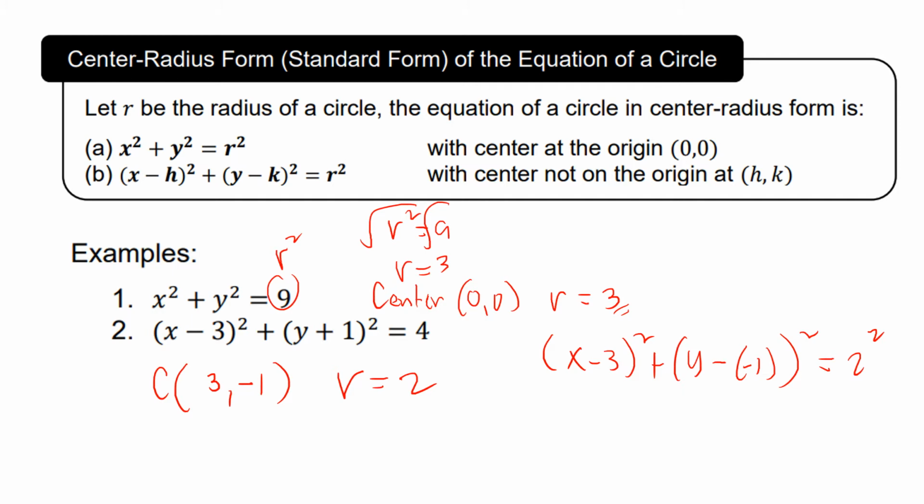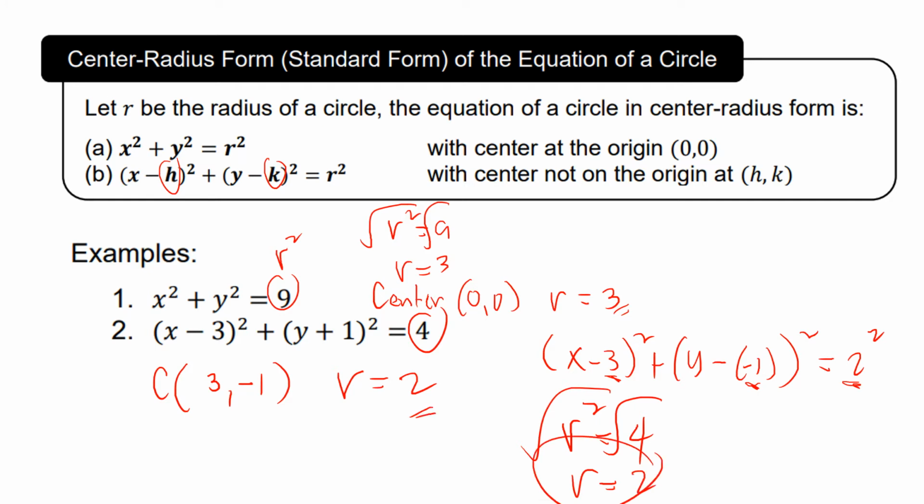Now, the center is h and k, so 3, this is your h and this is your k, which is -1. And therefore, this is your radius. So another way of finding the radius is just get this. This is r squared equals 4. You get the square root of both sides. R equals +2. That's why the radius is +2.